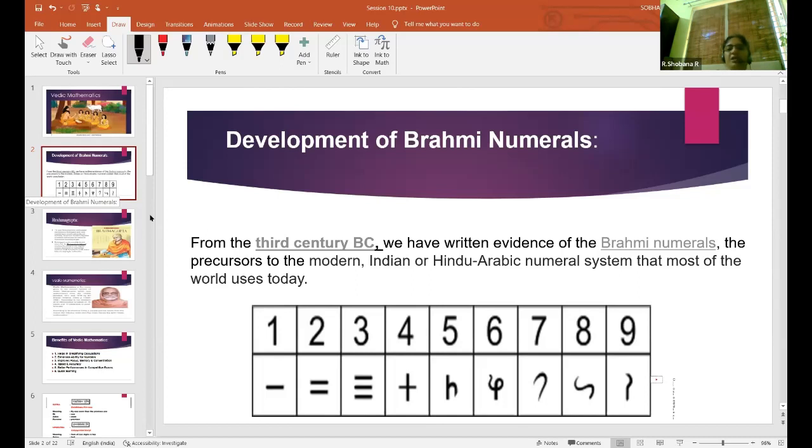From the 3rd century BC, we have the Brahmi numerals, which you can see is somewhat the shape of the numerals which we are even using today. So it is from us that it has passed on to the Gulf countries, and from there to the Western countries. So ours has been the cradle civilization which has used numbers.